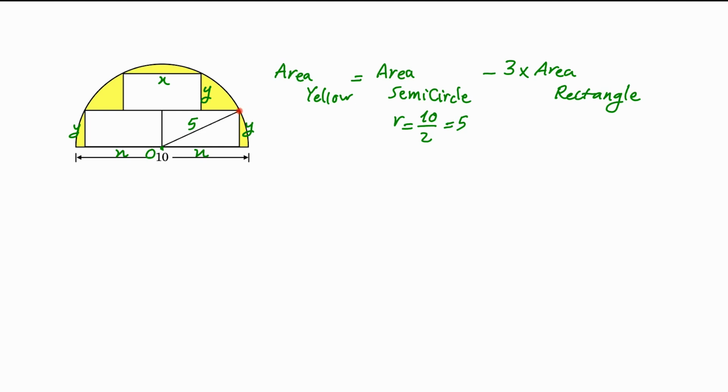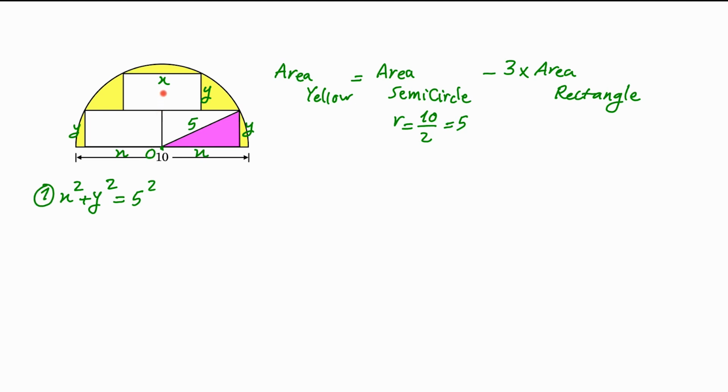We have a right triangle here, and we can use Pythagorean theorem, which is x squared plus y squared is equal to the hypotenuse squared, which is 5 to the power of 2. So now we have the first equation.